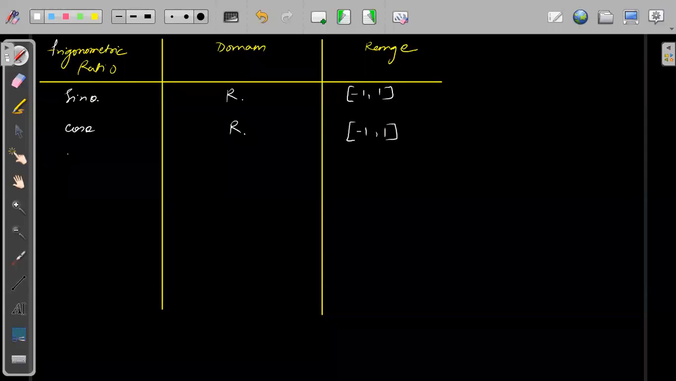Understood? Next, tan of theta. What is the domain of tan of theta?